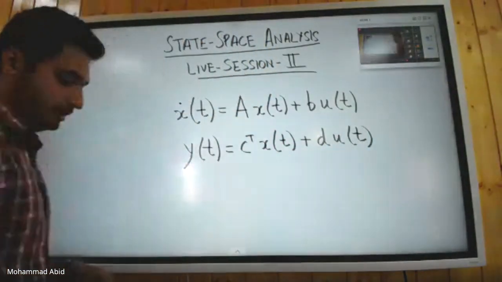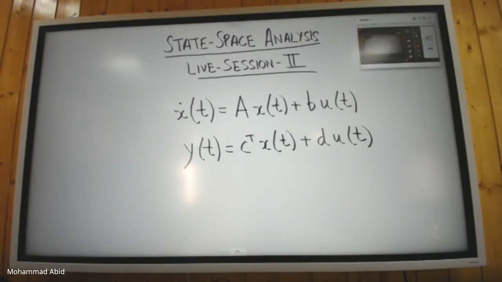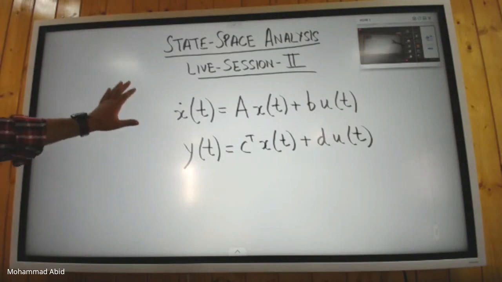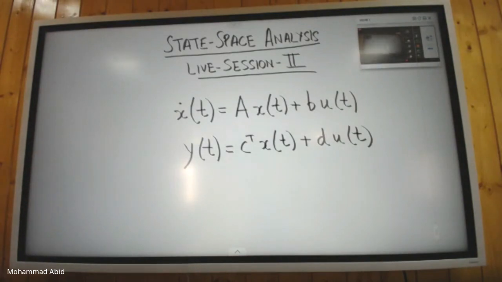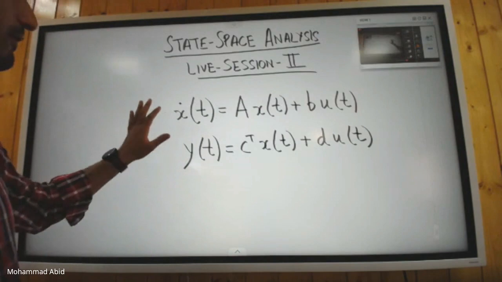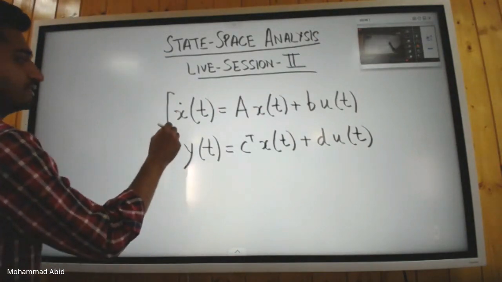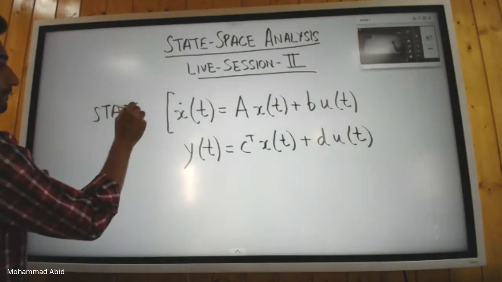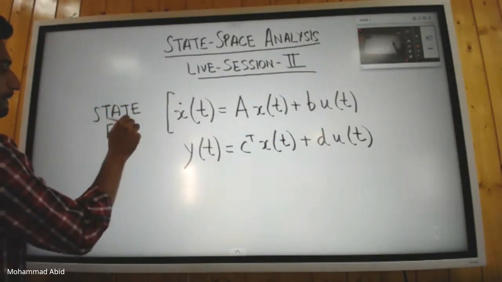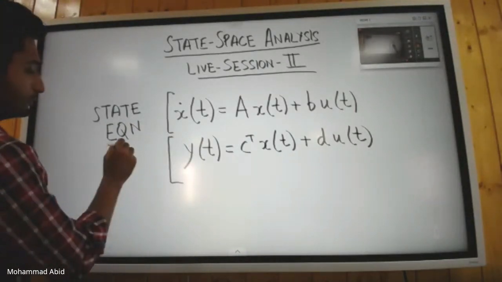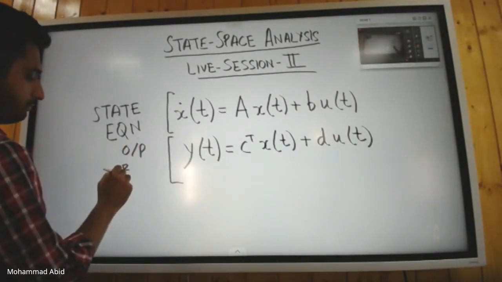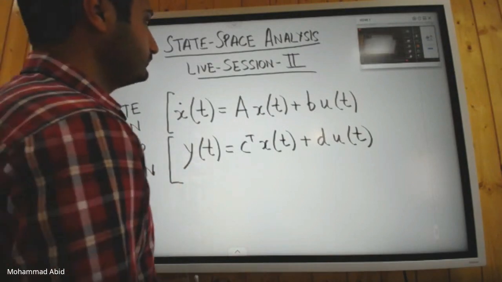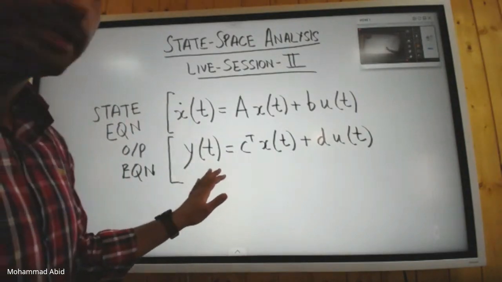Isn't it? So what I've written on the board is a general representation of a state space model. You may have already seen the equation, but today I will just tell you some of the information about this equation. So this one is known as the state equation. And this one is the output equation. Okay. So what does this equation basically tell you?